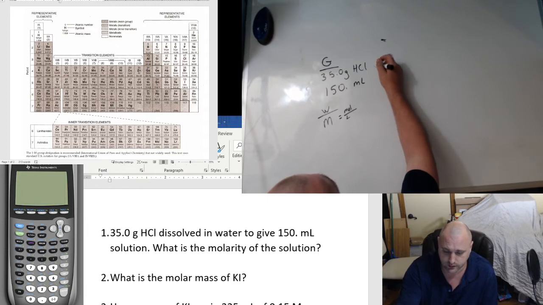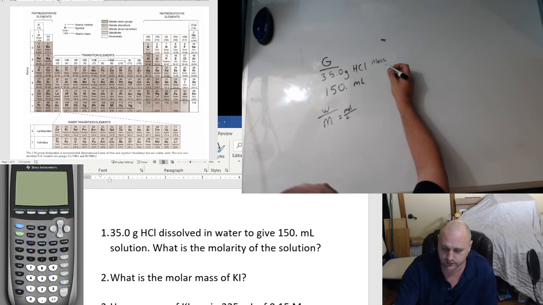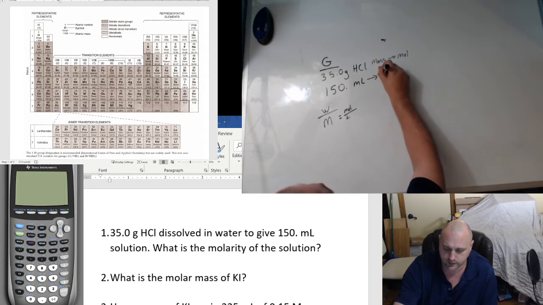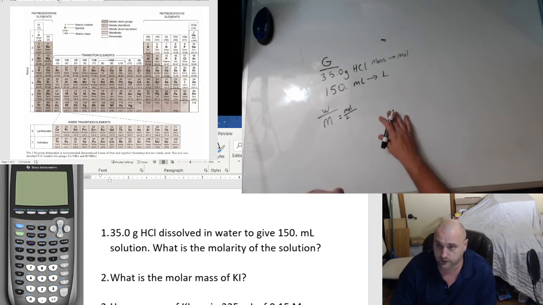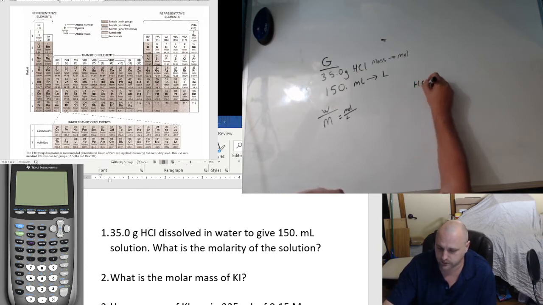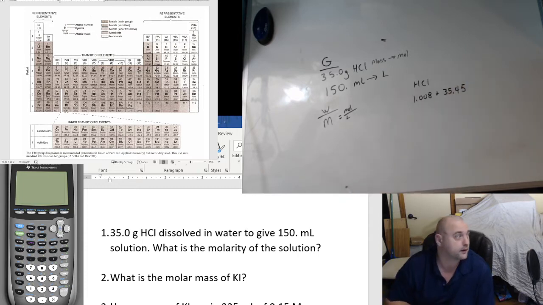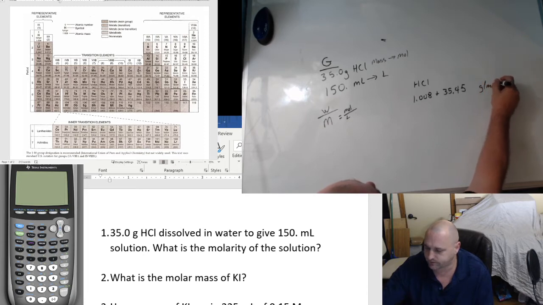But I've got mass, and I'd like to get it into moles, and I have milliliters, which is going to go to liters. So before I can plug it in, I've got to do some conversions. I'm going to refer to my periodic table, and I'm going to find that HCl has 1.008 plus 35.45, and this is grams per mole.